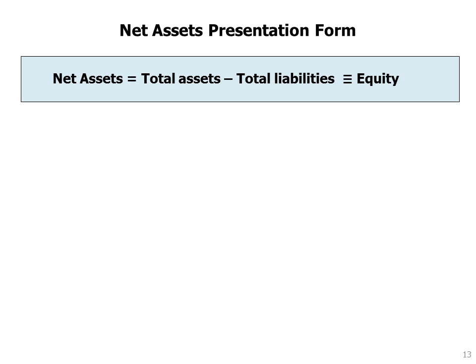IFRS does not dictate what form firms should report the statement of financial position. We looked at the vertical presentation form in the first lesson. I'm going to look at the net asset presentation form. This form is particularly popular amongst UK companies and in countries which have been associated historically with the UK. And this starts off from the equivalence of net assets is equal to total assets minus total liabilities, and from the accounting equation this equals equity.